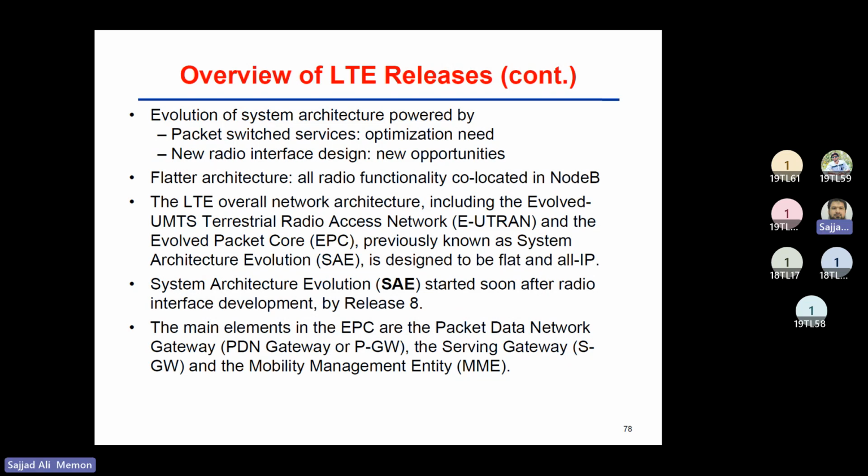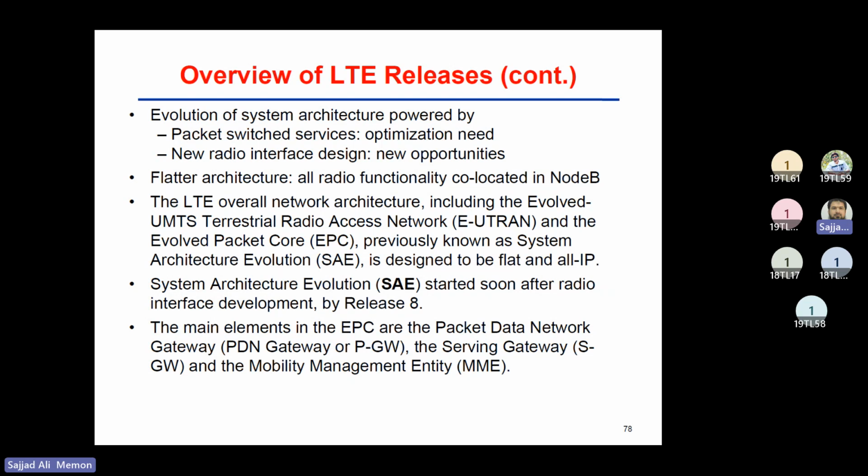And the evolution of system architecture powered by packet switched services optimization needs new radio interface design, that is new opportunities. So in LTE we had only packet switching, totally. Even the voice was transmitted over packets, that is voice over IP, no circuit switching was there. Flatter architecture, all radio functionality co-located in node B. So there is no RNC or BSC-like functionality included in LTE. All the functionalities are co-located in node B.